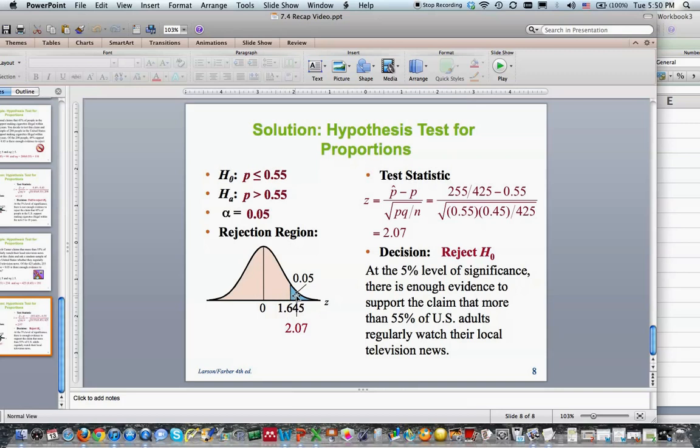That happens to fall to the right of 1.645, so it is in our rejection region. So we are going to reject H0. At the 5% level of significance, there is enough evidence to support the claim that more than 55% of U.S. adults regularly watch their local television news. That's it.